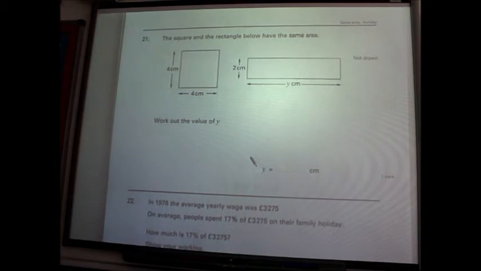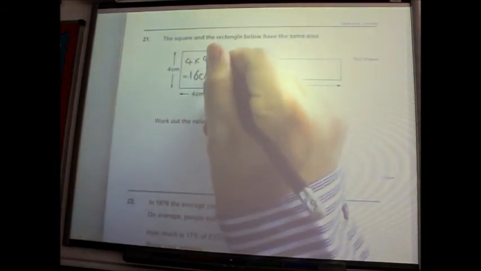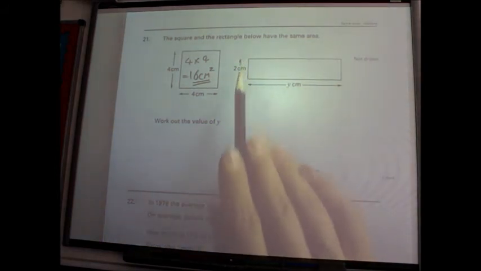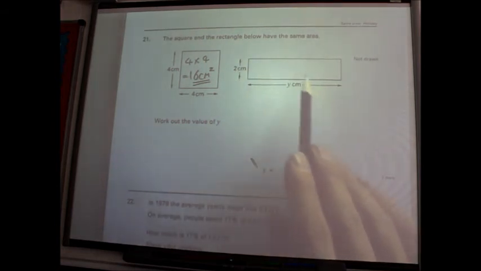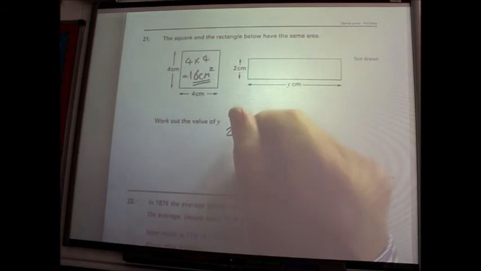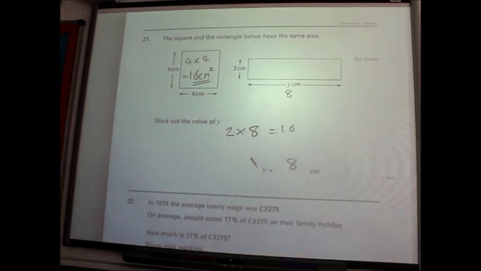Question 21. The square and the rectangle have the same area. So let's work out the area of the square. It is 4 times 4, which is 16 centimetres squared. Work out the value of y. So y is here. So it's got to be the same area. So 2 times what gives you 16? And most of you have spotted 2 times 8 gives you 16. So that must be 8 centimetres. So the answer is 8.